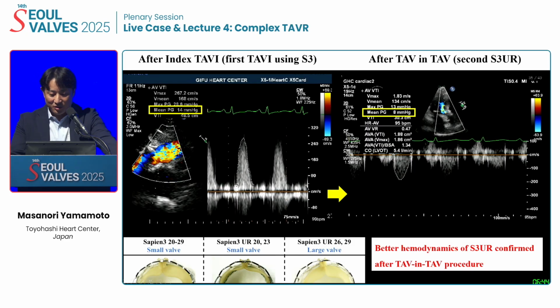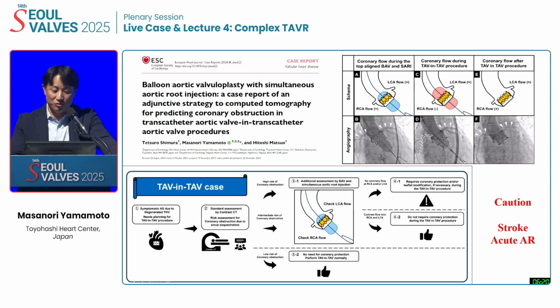And surprisingly, for the first TAVR using Sapien 3, the mean pressure gradient was 14, but after the TAVR-in-TAVR procedure with the Sapien 3 Ultra Resilia valve, the mean pressure gradient was 8. That is a very good advantage of the resilia tissue, with very low compliance, relating to the very low mean pressure gradient. So we have better hemodynamics using the Sapien 3 Ultra Resilia valve. This case is summarized in a European Heart Journal case report.